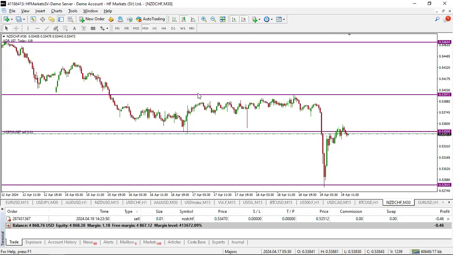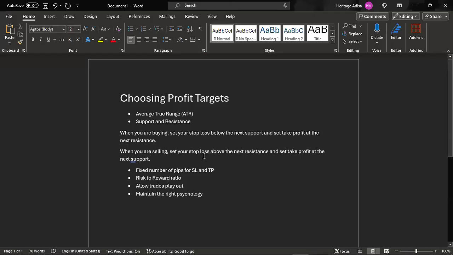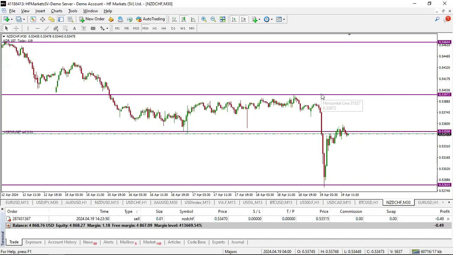So let's assume we're trying to sell from here. Since I'm selling at resistance, look at the statement that we had earlier. It says, when you're selling like we're selling, set your stop loss above the next resistance and take profits at the next support. So in that case, where is the next resistance to where we're selling from? Obviously, this is it. In this case, this is the next resistance area. I'm saying that you set your stop loss just above it.